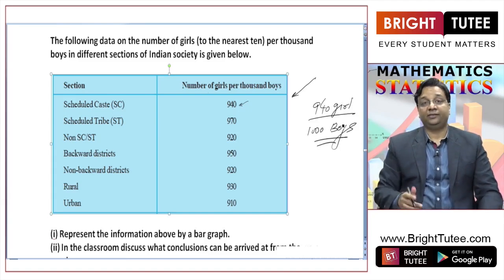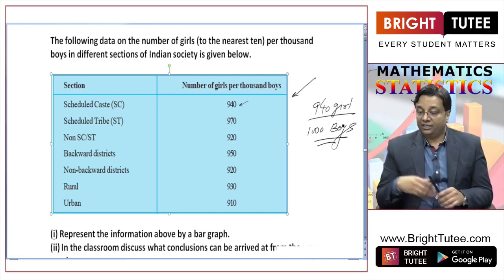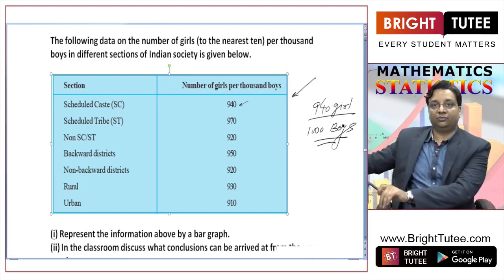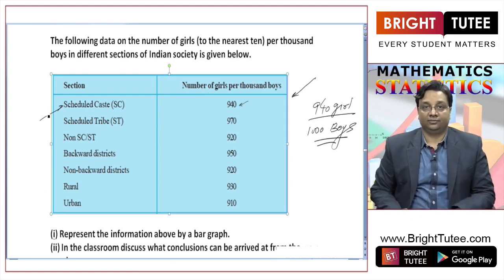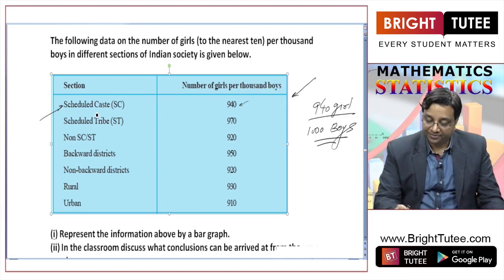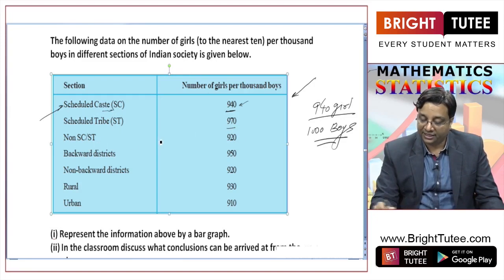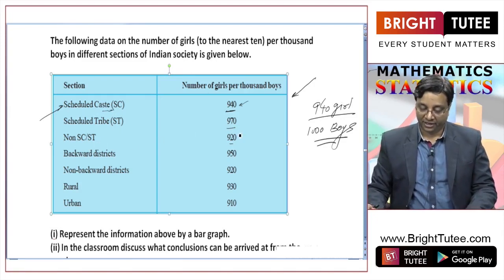So in a society, if you count the number of boys and number of girls, this data gives the number of girls corresponding to 1000 boys. So if there were 1000 boys in that particular category, there were 940 girls corresponding to those 1000 boys, right? So in the scheduled caste category, there were 940 girls per 1000 boys. In ST, 970, non-SC ST 920, and the data is given like this.